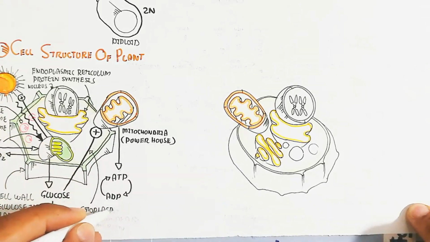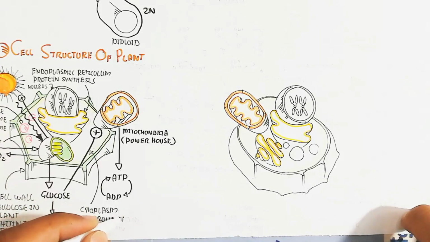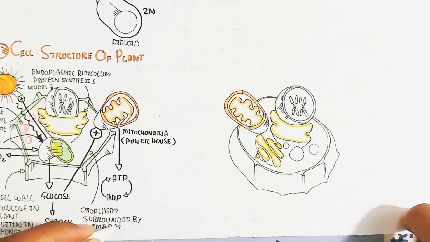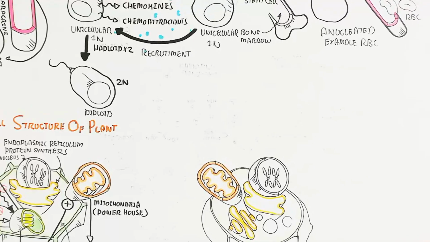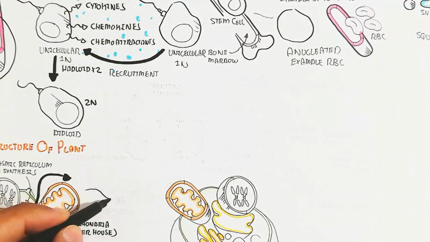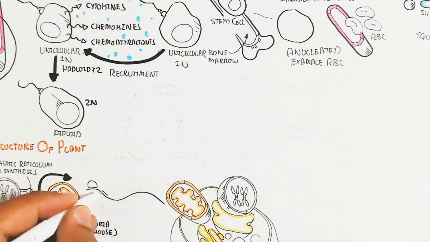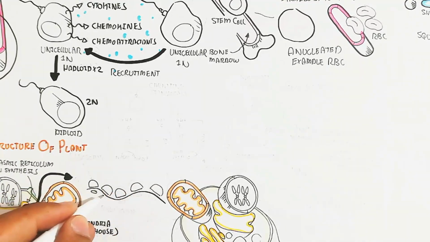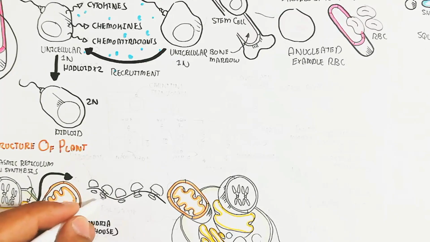And in this way, glucose is used to produce pyruvate in the cytoplasm, which is surrounded by a membrane. So glucose produces pyruvate, and pyruvate goes into the mitochondria, and the mitochondria produce ATP from this pyruvate through the Krebs cycle and electron transport chain.